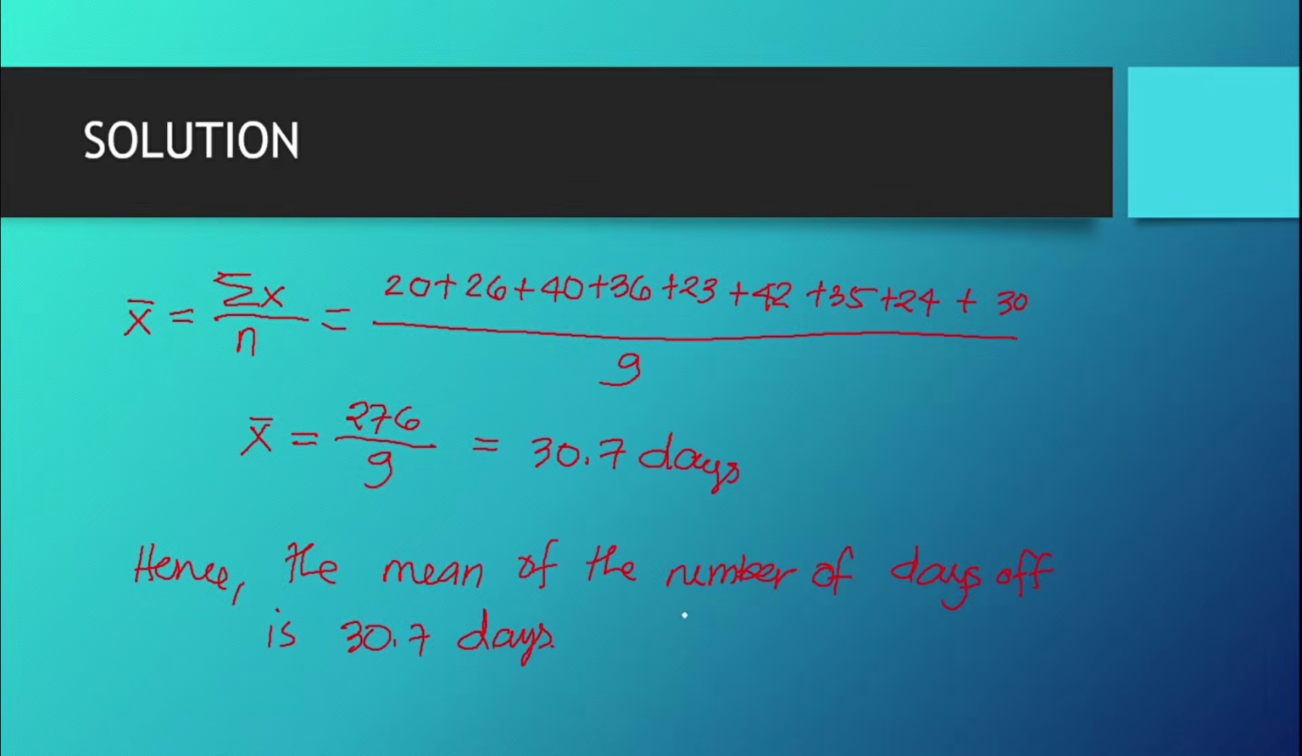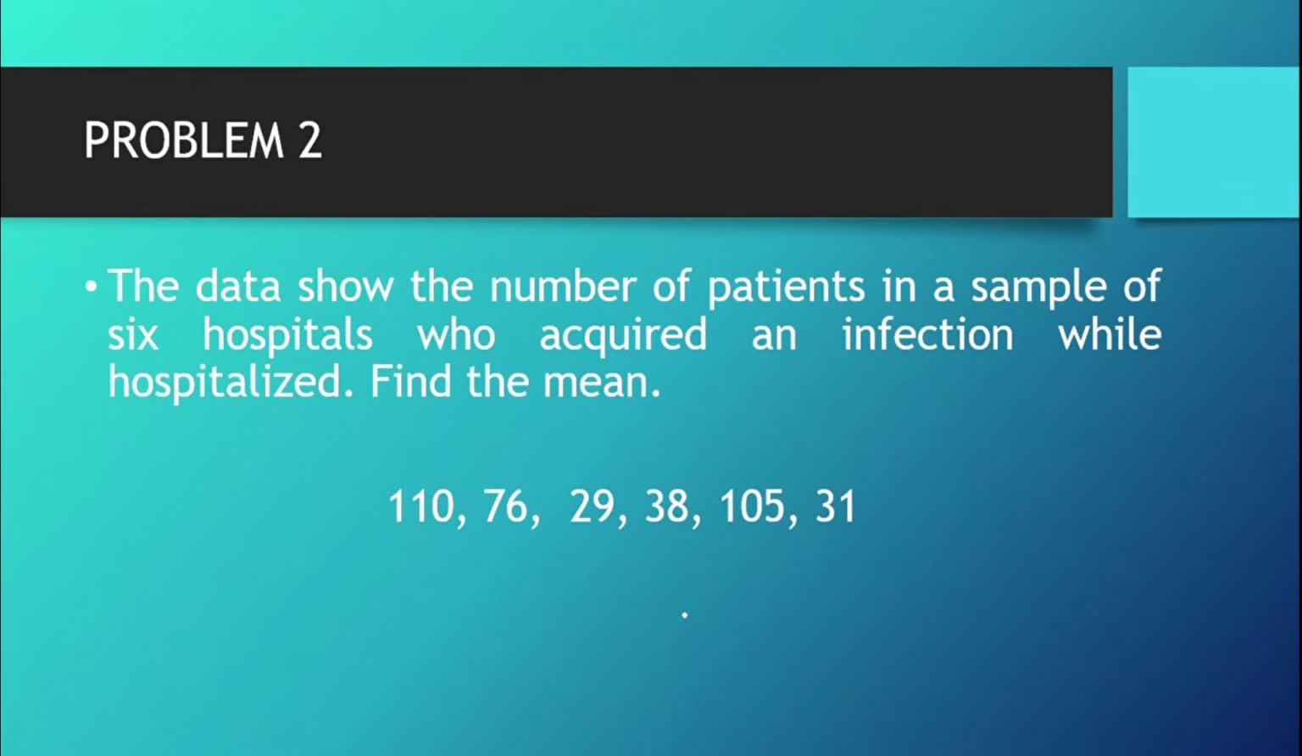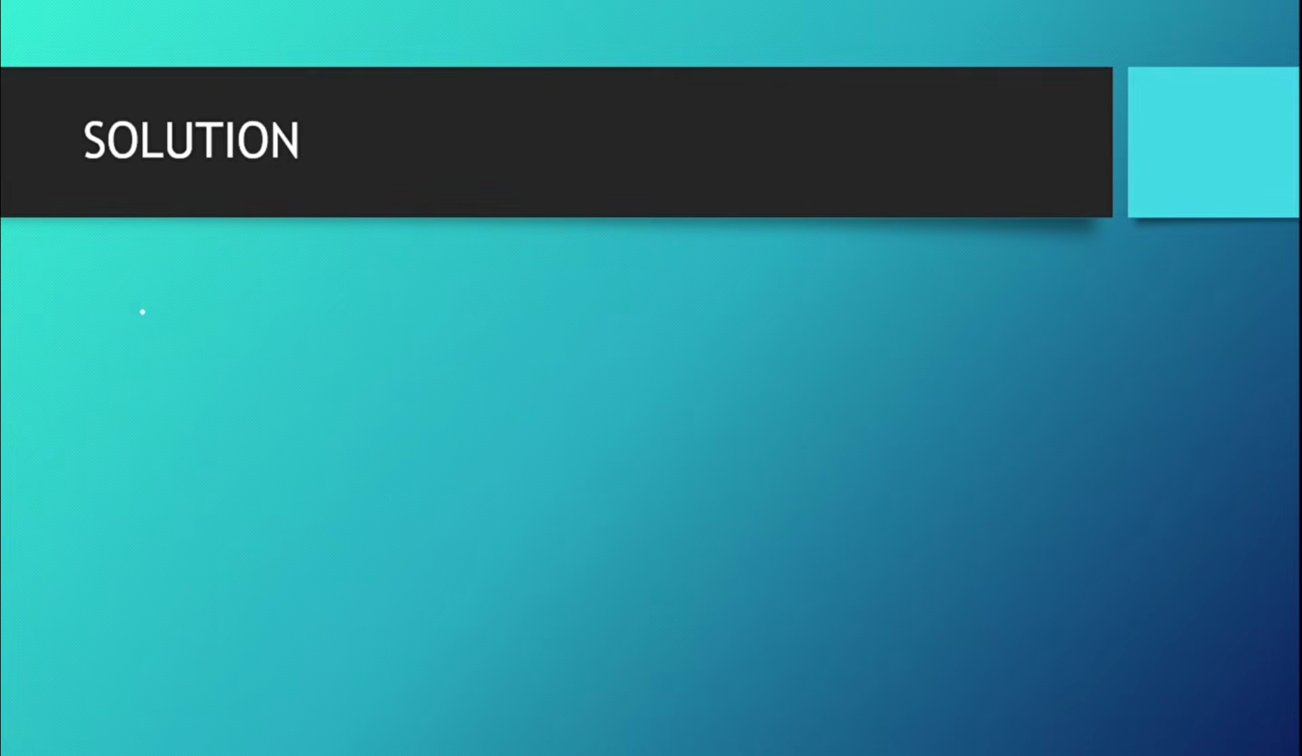Okay, so let's proceed with the number 2 problem. The data show the number of patients in a sample of 6 hospitals who acquired an infection while hospitalized. Find the mean. So we have here 110, 76, 29, 38, 105, and 31. Same as in the solution, we have x bar equal to the summation of x over n.